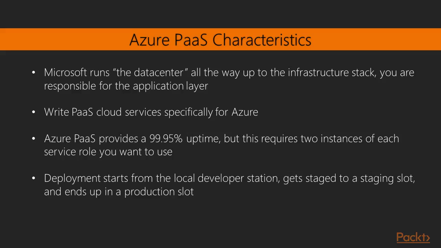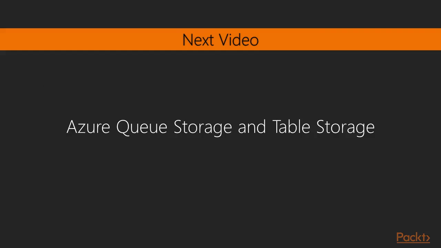Then deployment starts from a local developer station, it gets taken to a staging slot, and then ends up in a production slot. Now think back about some of my previous demos I did in earlier volumes, where I was talking about web applications, deploying the website content out of Visual Studio, publishing it to Azure, and then using my deployment slot. So this was a quick wrap-up. I hope it's not an introduction, but truly a wrap-up of what Azure Platform as a Service is all about, when I'm going to talk in my next video about Azure Queue and table storage.